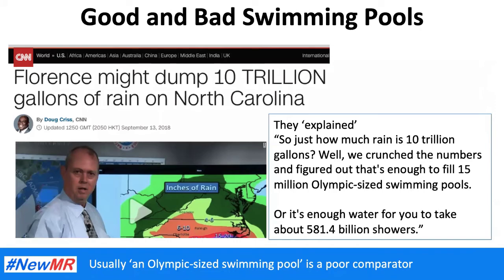And then we get almost insanity just below that, or it's enough water for you to take about 581.4 billion showers. The 0.4 really does tell us that nobody has thought about this number, because the 10 trillion at the top of the page is probably somewhere between 9 and 11 trillion. So massive, massive wobble factor. So having a 0.4 in the bottom number really doesn't make any sense. But I don't know how much water a shower generates, and I have no concept of what 580 billion showers is as a measurement of water. So as a method of talking about water, this really doesn't work.